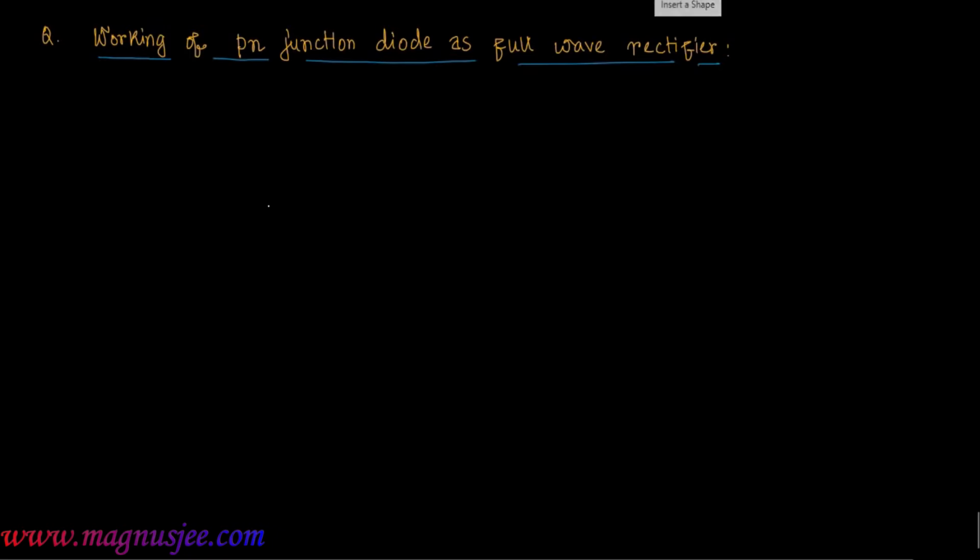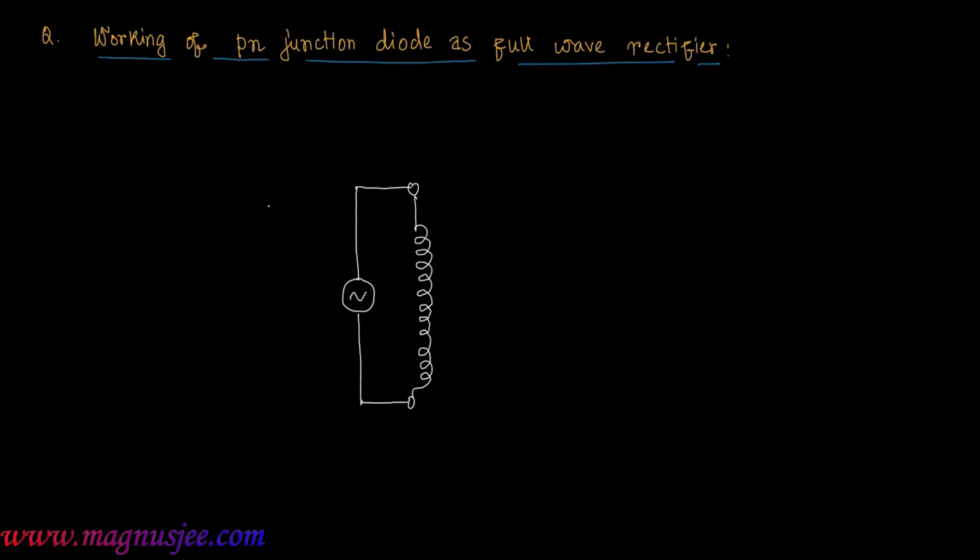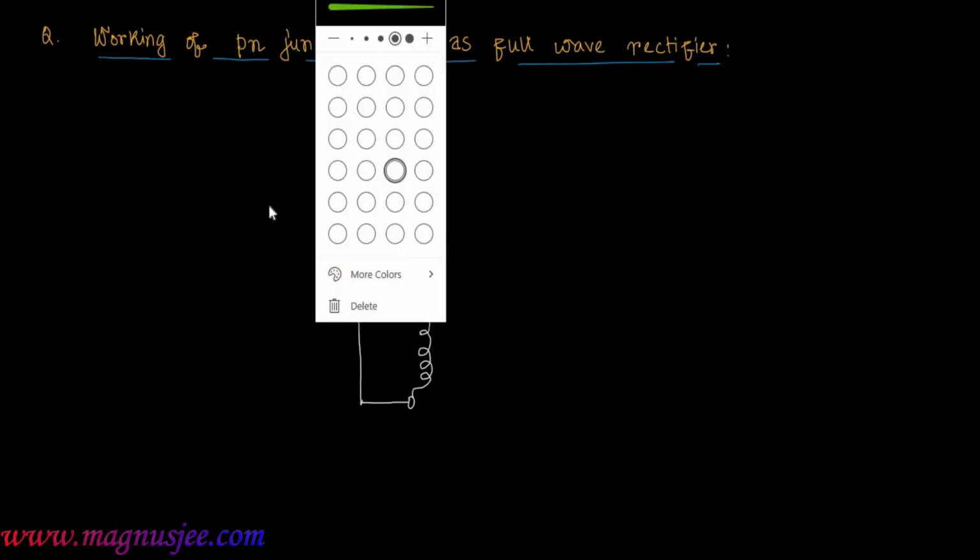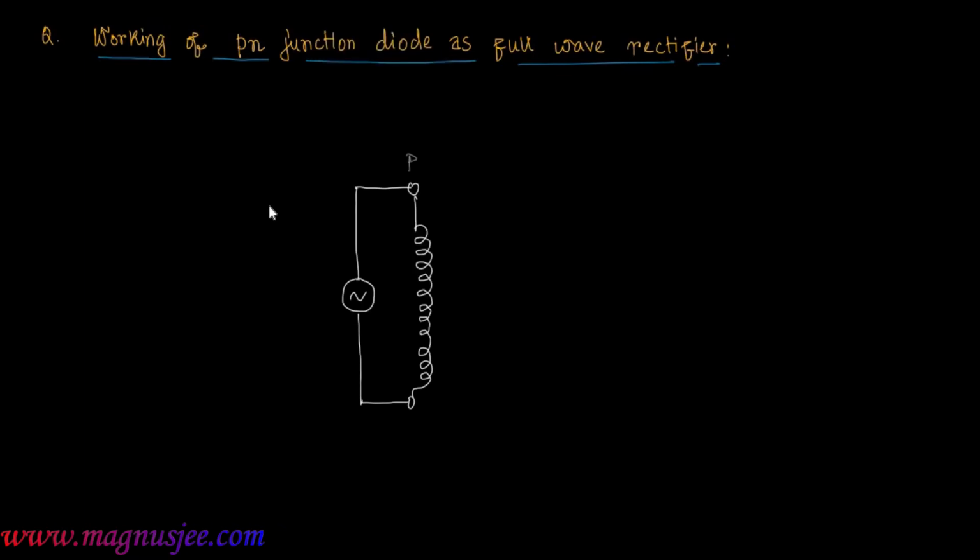First of all, we can draw input AC source. This will be input AC source, and these two terminals are terminals of primary coil. P1 and P2 are the terminals of primary coil, and we can draw secondary coil. We can draw the two terminals of secondary coil.